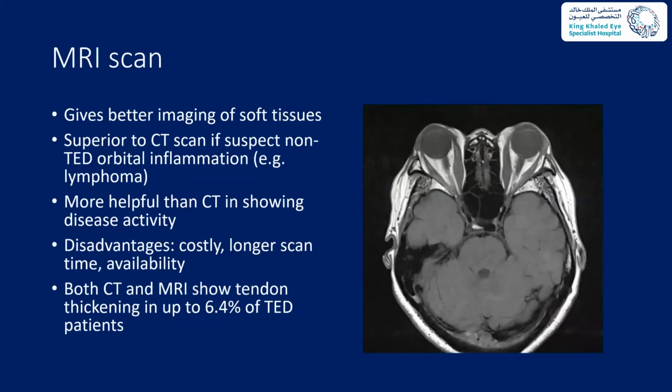The MRI scan gives a better image of soft tissues and is superior to the CT scan if you suspect a non-thyroid eye disease orbital inflammation, such as lymphoma. It's more helpful than CT in showing disease activity, but it is more costly, longer scan times are needed, and it may be less available. Both CT and MRI scan do show tendon thickening in up to 6.4% of thyroid eye disease patients. And here you see a little bit of tendon thickening in this scan, though this is less common.